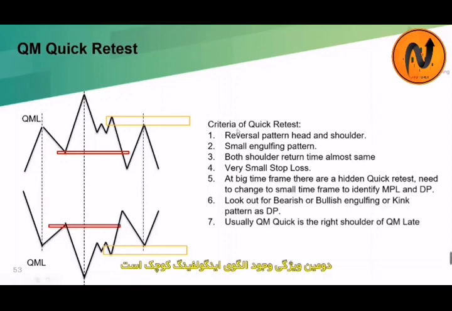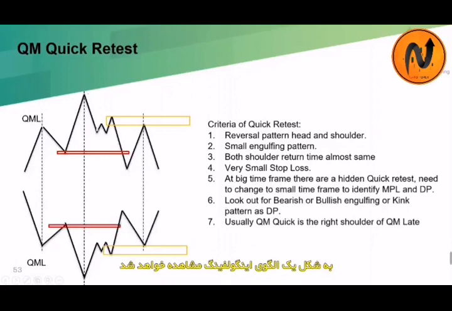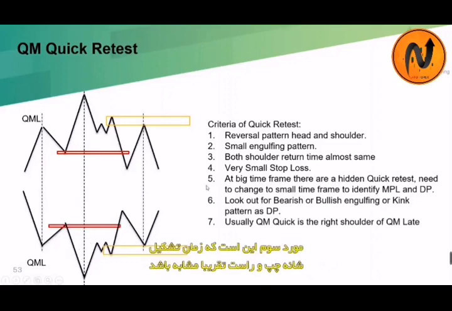So the second criteria is that it's a small engulfing pattern. What that means is that for this quick retest, if you switch to a higher time frame, this might be an engulfing pattern. Similarly for the buy setup. So the third criteria is that both shoulders' return time is almost the same.